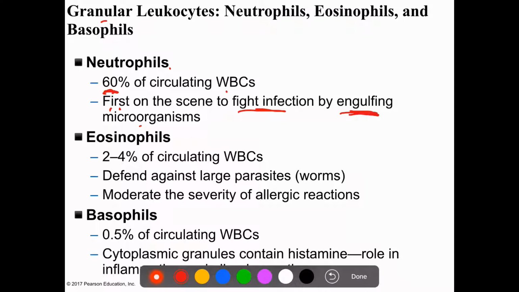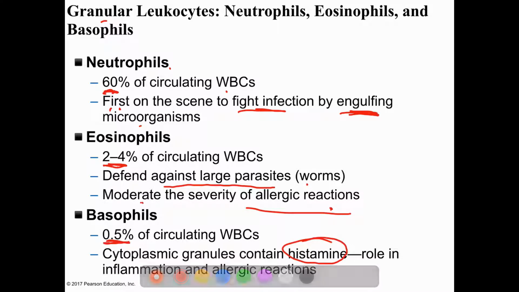Eosinophils are at a relatively low number in normal conditions. They are important because they defend against large parasites like worms, and they contribute to some allergic reactions. The third group is the basophils, and these are the lowest percentage of the white blood cells. They contain histamine within themselves, and histamine is very important in inflammation and allergic reactions. So these are the basophils.